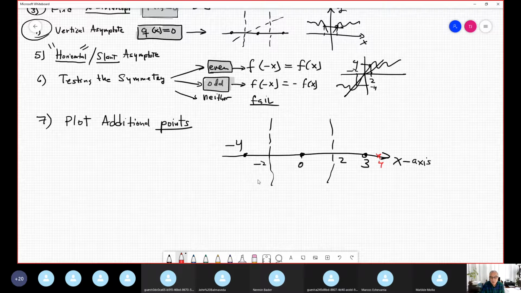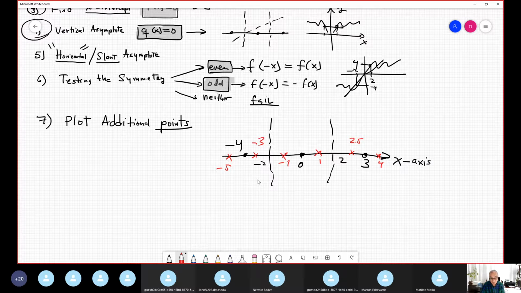And well, this is 2. You select 2.5. Okay, to have some idea how my graph looks in this interval. And between 2 and 0, 1. And between 0 and -2, -1. Easy values, not complicated. And in between -2 and -4, maybe -3. And after -4, you select -5. This is the minimum. In this case, 1, 2, 3, 4, 5, 6.